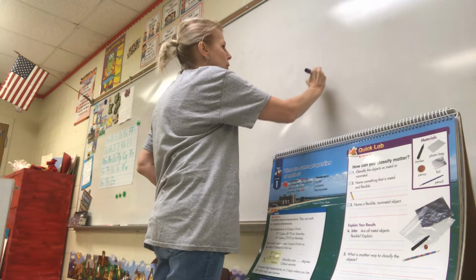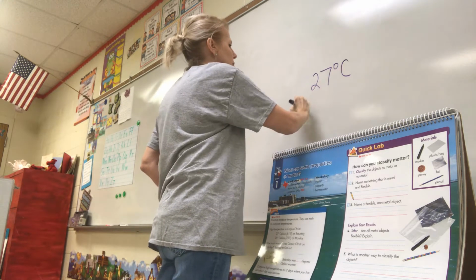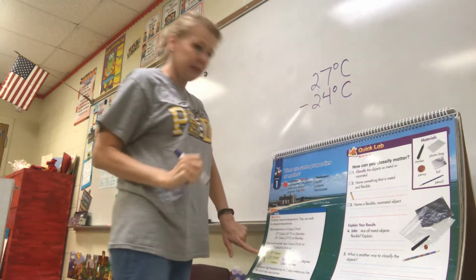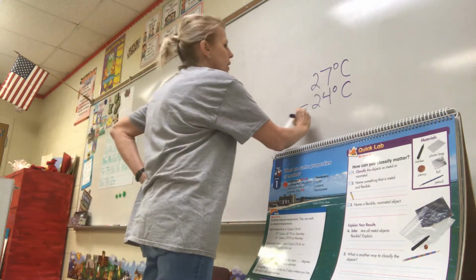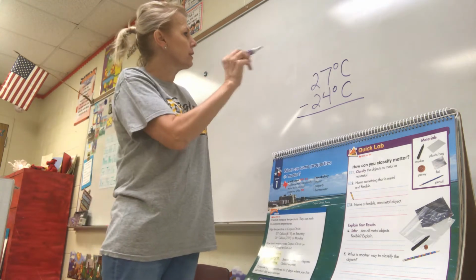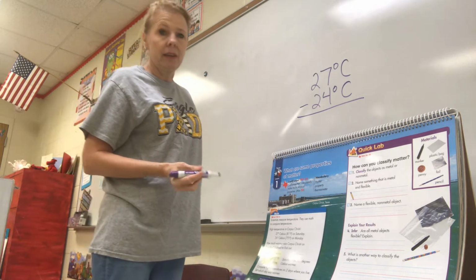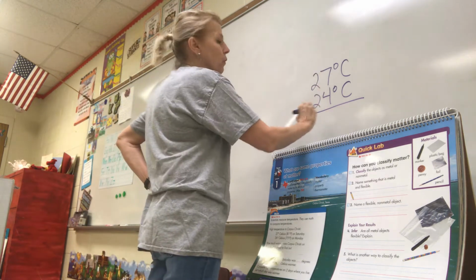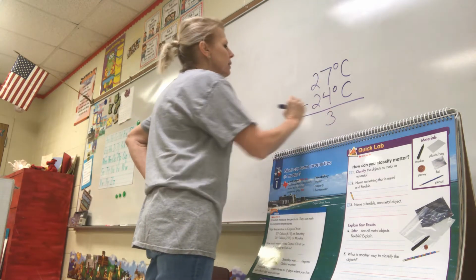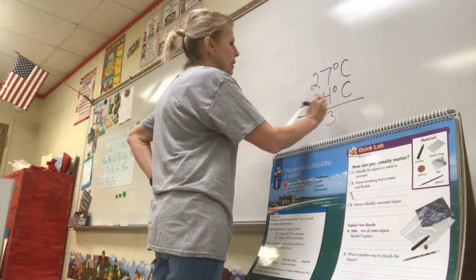Yours is done for you, this part, in this yellow box, okay? So see if you can figure that one out. 27 degrees Celsius minus 24 degrees Celsius. If you need help, 7 minus 4 is 3, okay? And then 2 minus 2 is 0, so we don't need to write the 0 down.